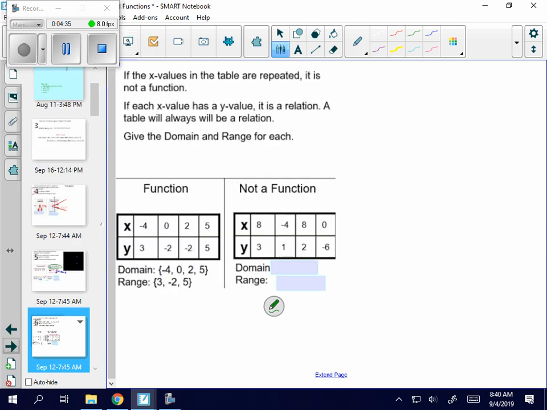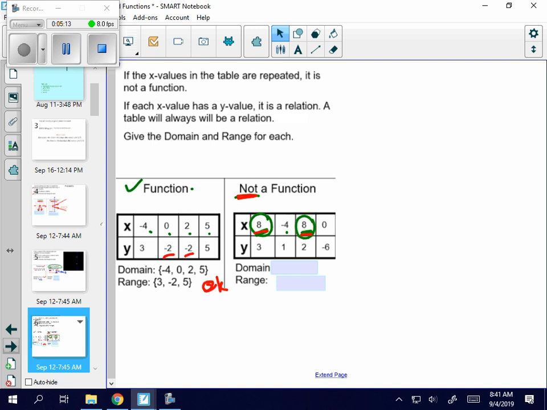All right, the next quadrant, the bottom left, if the x values of the table are repeated, it's not a function. So let's go down here and look. Do we have any repeats? No, we don't. So guess what? This one is a function. All right, let's look to the right. Do we have repeats? Yes, we do. This is not a function because my 8s are repeating. Notice back at the first one. Do you see how -2 in my y's repeat? That's actually okay. It's okay to have your y's repeat. You just cannot have your x's repeat.